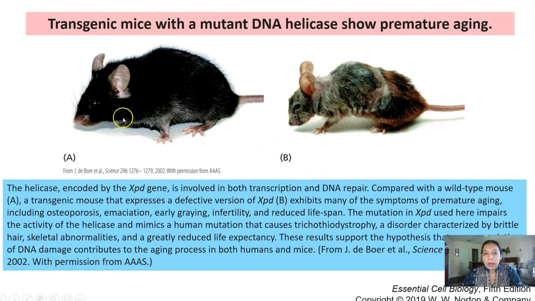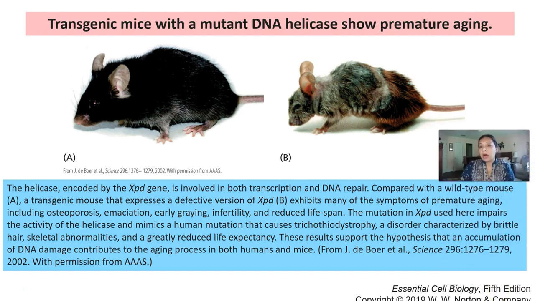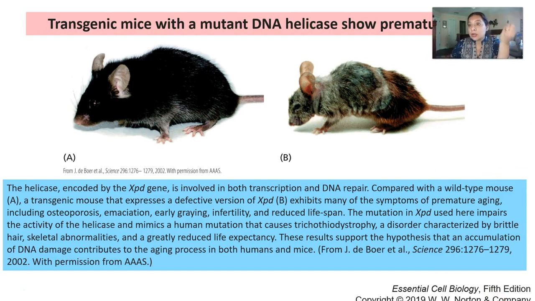So compared with a wild-type mouse, which you see here, when you have the defective gene, you have a lot of premature aging. They have osteoporosis. They look pretty skinny and sad, right? They look like they're not fed well, even though they're getting the same amount of nutrients, but they are unable to utilize them properly. They have early graying of their hair, infertility, and reduced lifespan. So obviously this particular gene is extremely important, and it mimics a human mutation that is characterized by brittle bone syndrome, brittle hair, skeletal abnormalities, and reduced life expectancy.